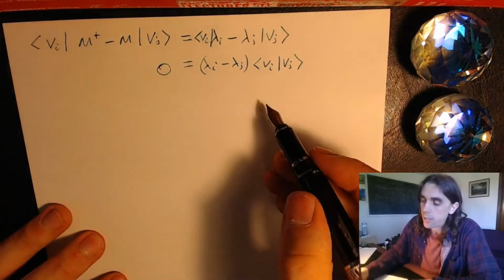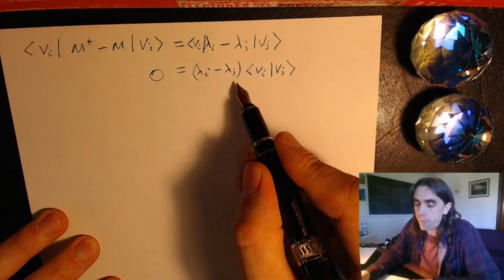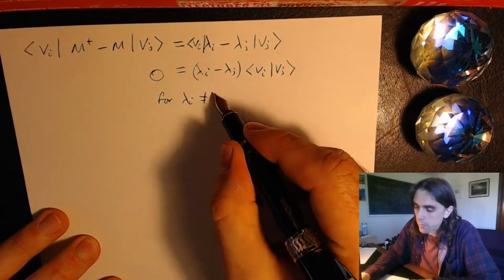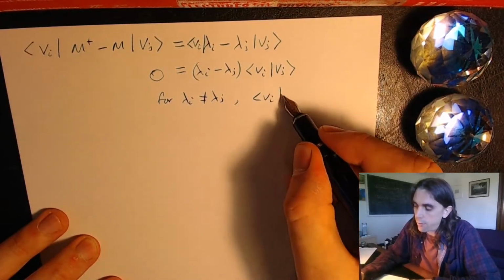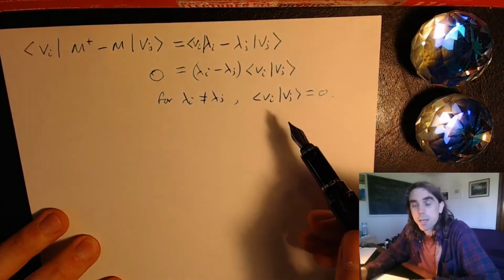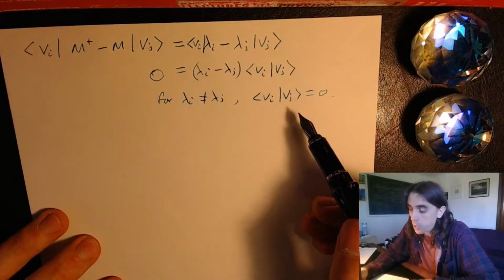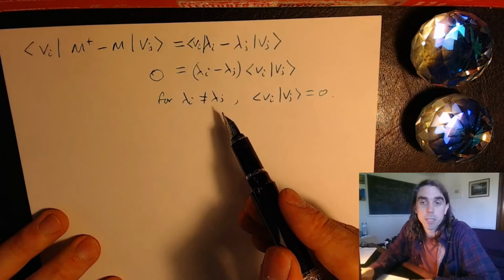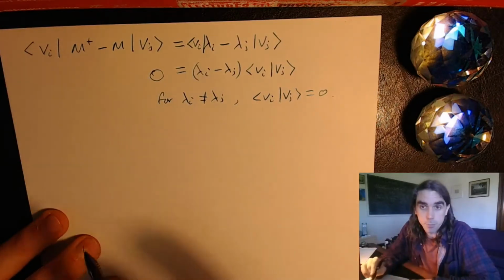So we see that provided that lambda_i never equals lambda_j, we have that v_i dagger v_j equals 0. So the eigenvectors of a Hermitian matrix are orthogonal, provided that the matrix is non-degenerate. No two of the eigenvalues are the same. That's what we wanted to prove.